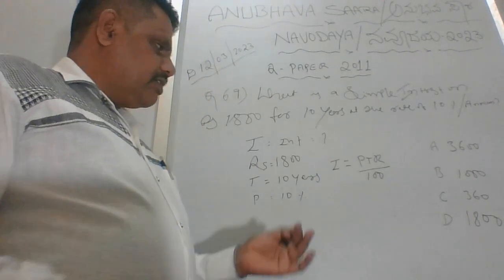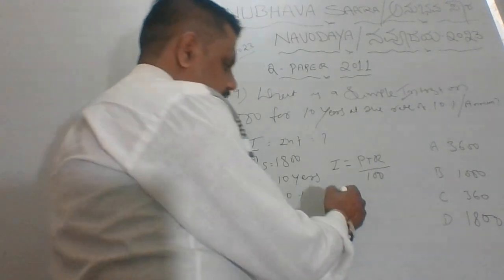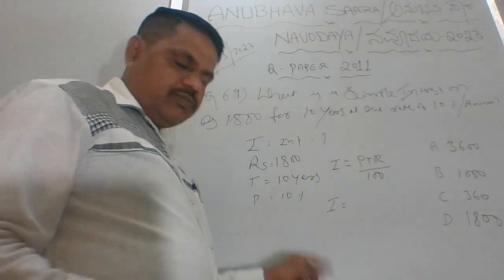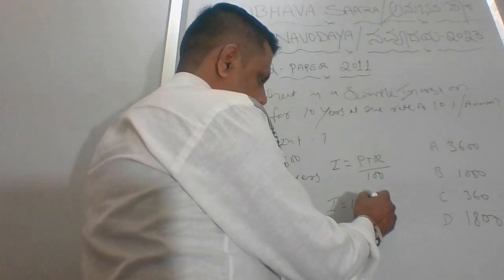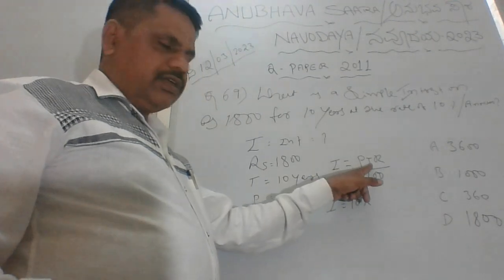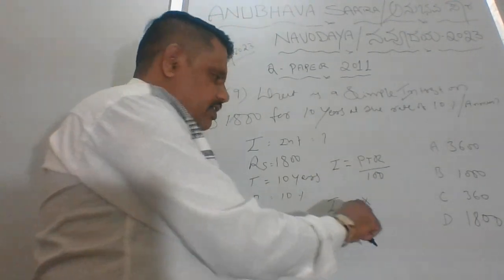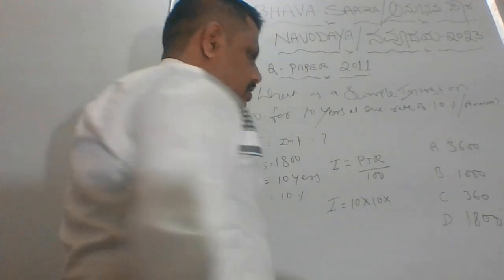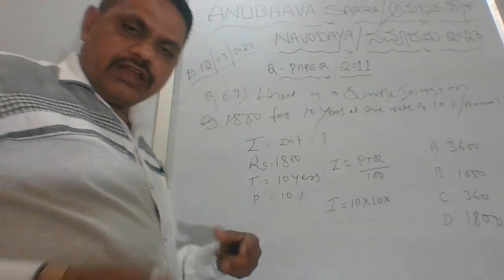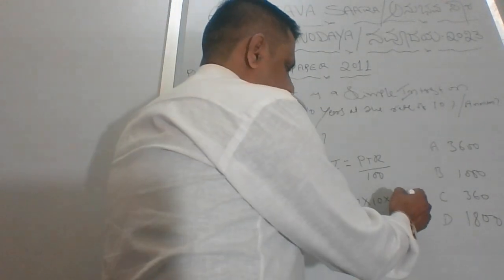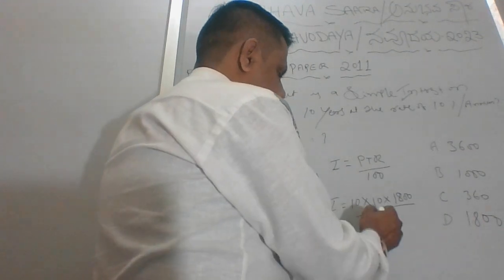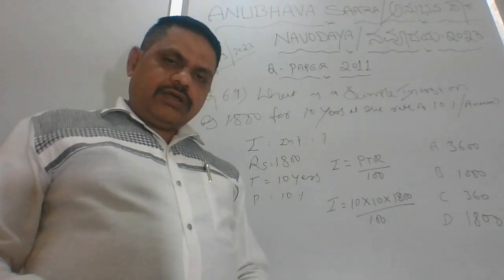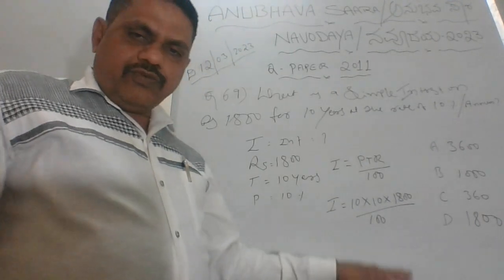Let us understand the next method, what we are going to do. I'll keep it the same. So what is my P? P is 10. What is my T, the tenure? The percentage is 10. Tenure is 10. And the rupees I am going to calculate now is 1800, divided by 100. Clear?